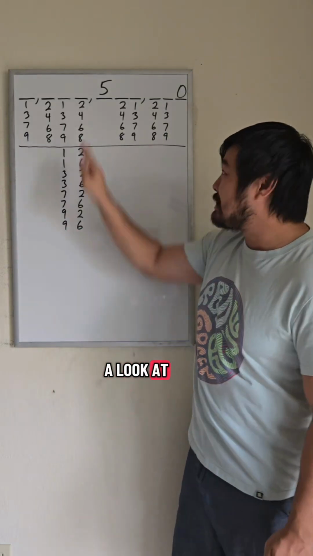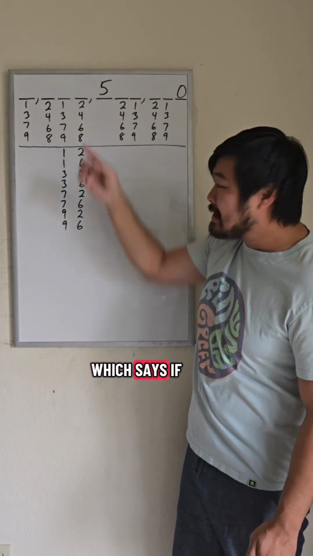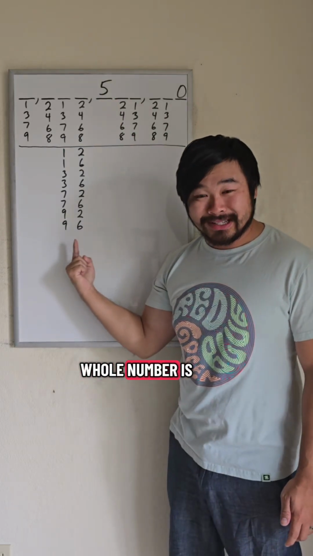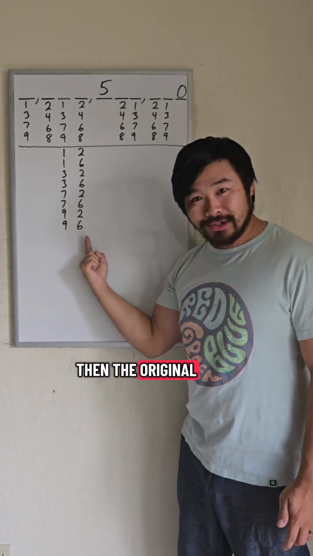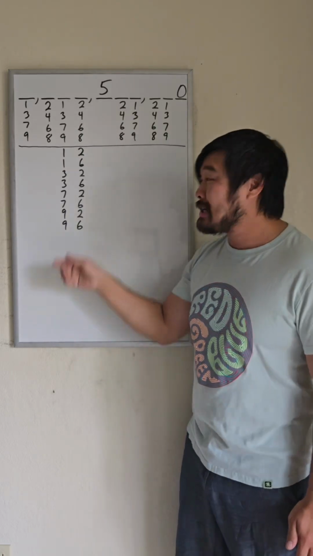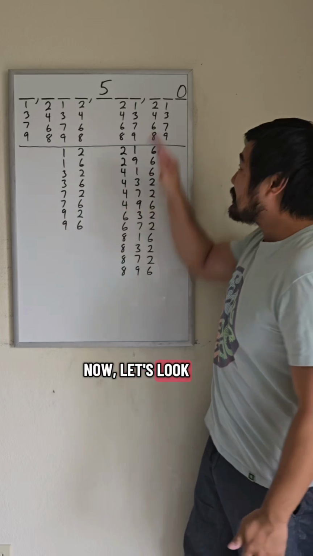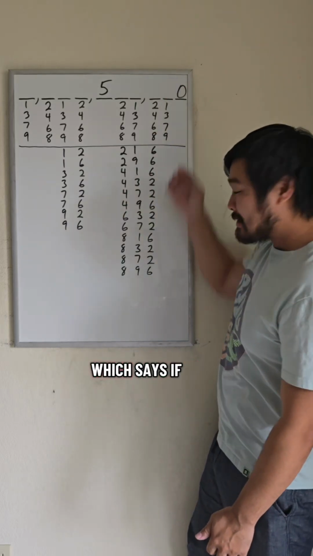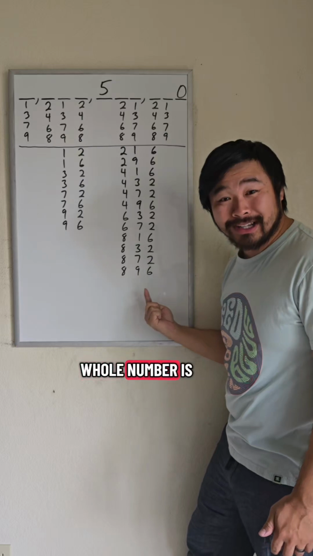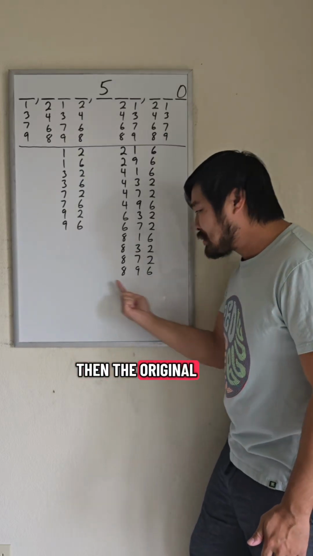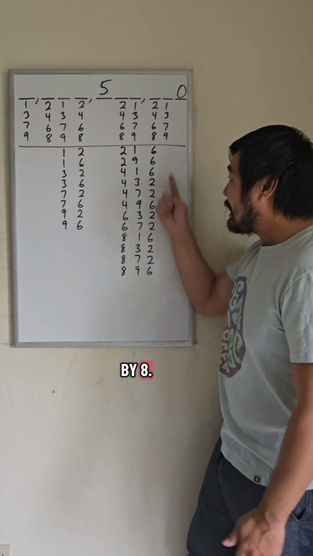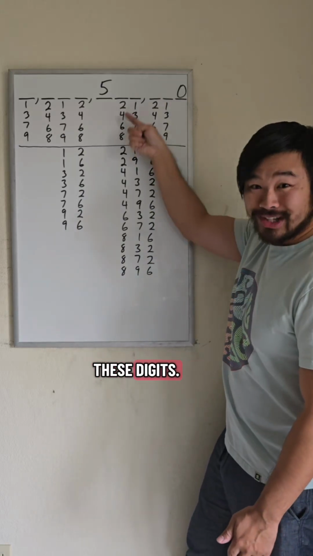Now, let's take a look at the divisibility rule of 4, which says if the last 2 digits as a whole number is divisible by 4, then the original number is divisible by 4. And here are those possibilities given these digits. Now let's look at the divisibility rule of 8, which says if the last 3 digits as a whole number is divisible by 8, then the original number is divisible by 8. And here are those options given these digits.